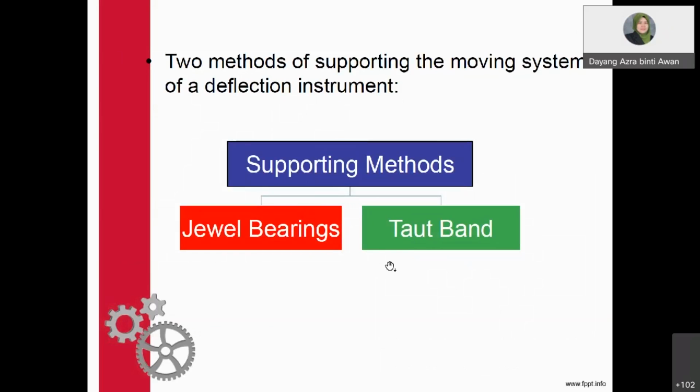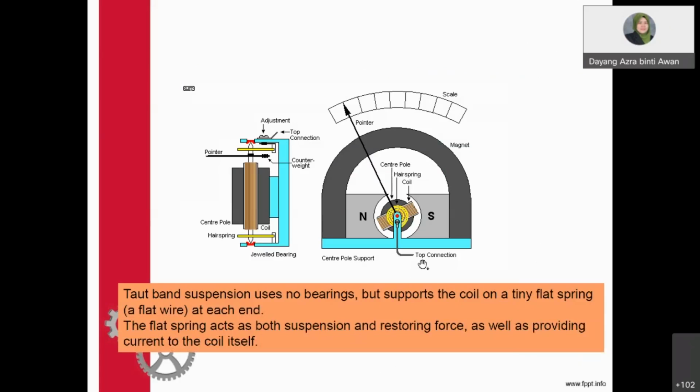So bear in mind, we have two methods of supporting the moving system of a deflection instrument. This movement can control the oscillation and also the damping force in the instrument itself. We have jewel bearings and also the taut band. These are the two methods.